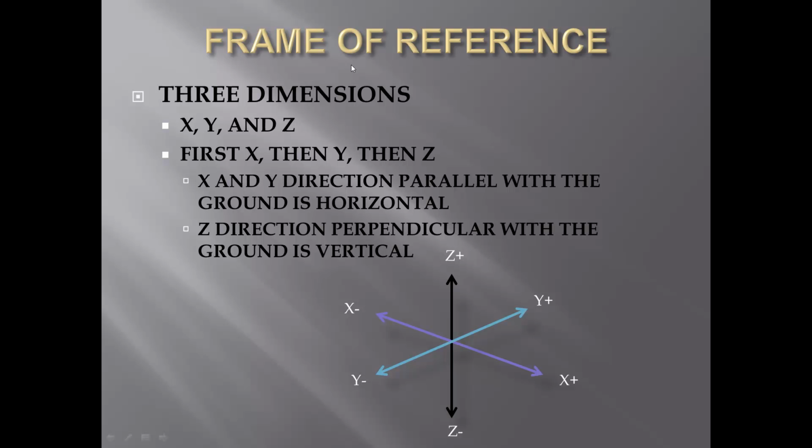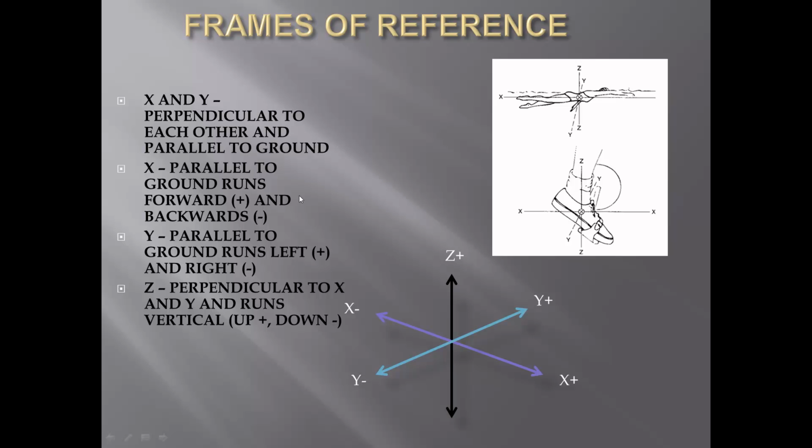Our frame of reference here is going to be three dimensions: X, Y, and Z. First X, then Y, then Z. X is forward and backwards, Y is side to side, and Z is up and down. X and Y are parallel to the ground and perpendicular to each other. X runs forward and backwards. Going forward in the X direction is positive. Going backwards in the X direction is negative.